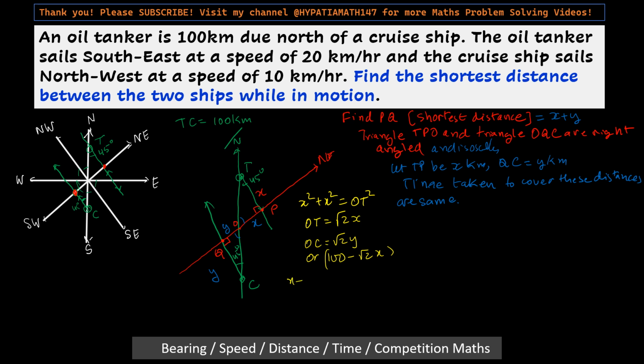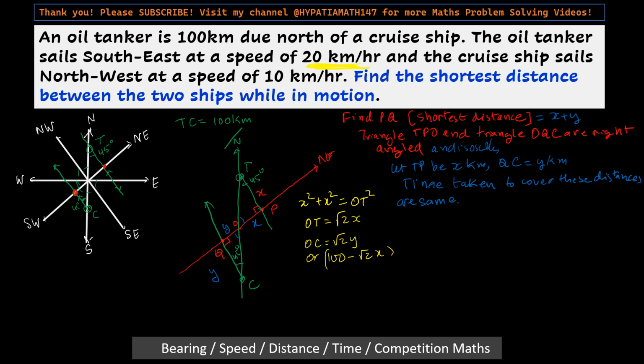because root 2x plus root 2y is equal to 100. So that we've got. Now let us deal with the other bit of information, that's the speed. So how do we deal with speed? That will help us find what X and Y are.